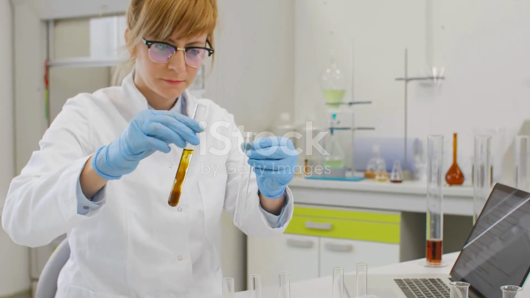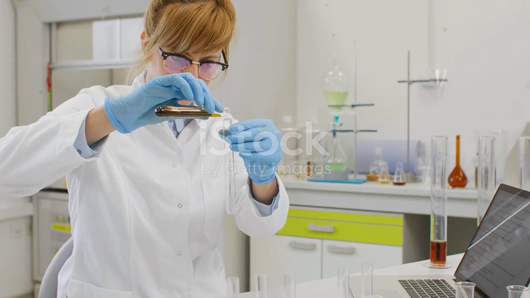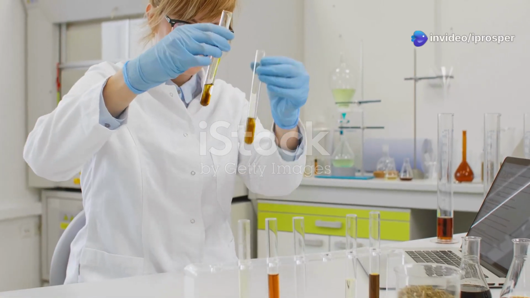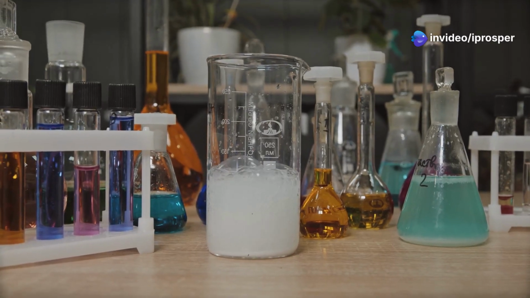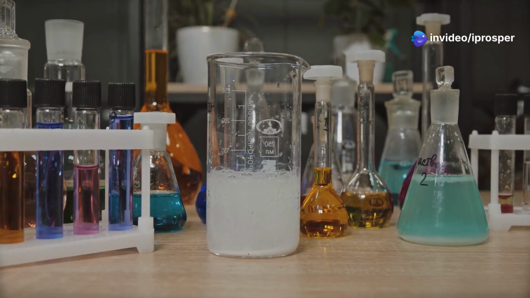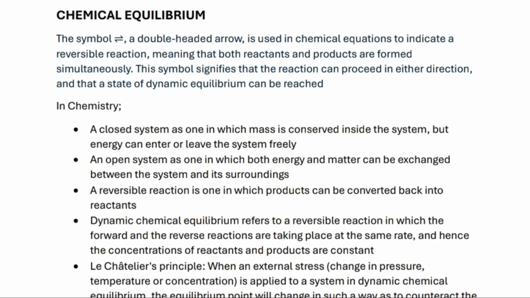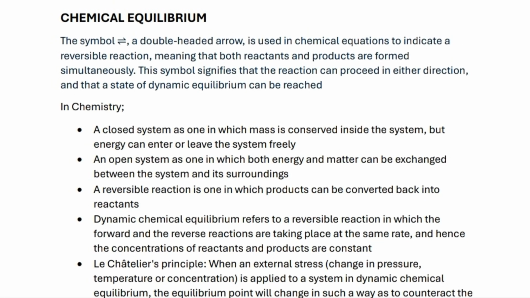In chemistry, a closed system is one in which mass is conserved inside the system, but energy can enter or leave the system freely. An open system is one in which both energy and matter can be exchanged between the system and its surroundings. A reversible reaction is one in which products can be converted back into reactants.